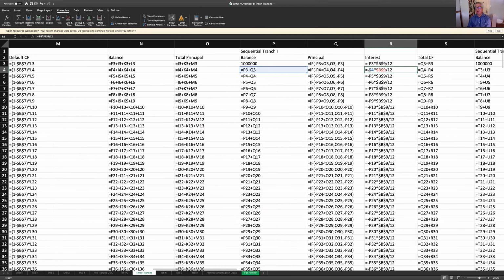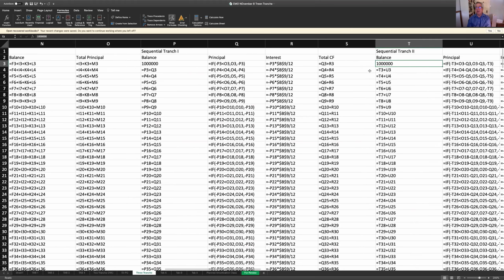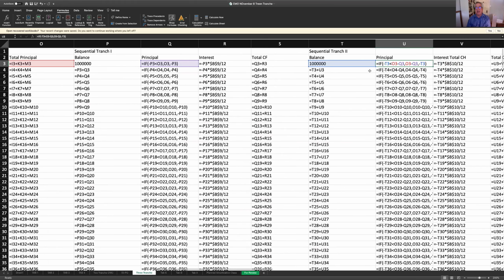My interest is going to be that assigned interest rate that I gave it, which in this case is 2%, which is in B9, multiplied by my balance at the beginning of the period. My total cash flow is just my principal and interest, and off I go. And I copy and paste this down. Sequential tranche 2, it's a very similar sort of idea.